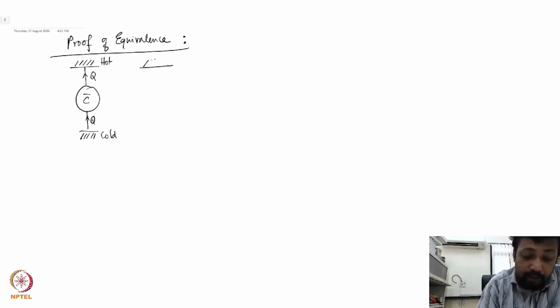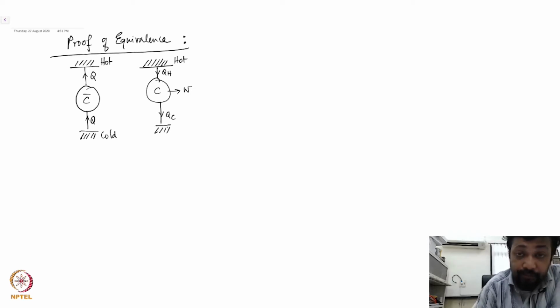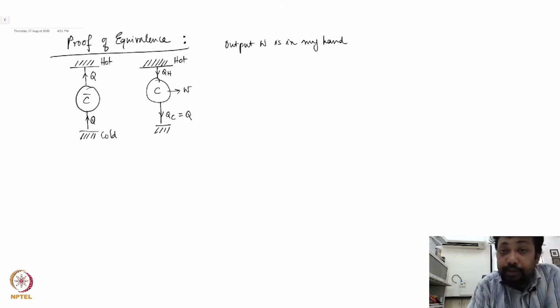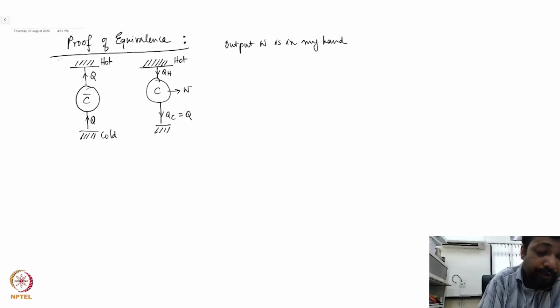So in principle, what I will do here is I will operate another machine which is a regular Carnot engine that extracts an amount of heat QH, does an amount of work W, and dumps an amount of heat QC to the cold reservoir. Up to this is fine, but remember that this output W is in my hand. So I can clearly regulate this. I regulate it in such a way that it dumps amount of heat Q to the cold reservoir.